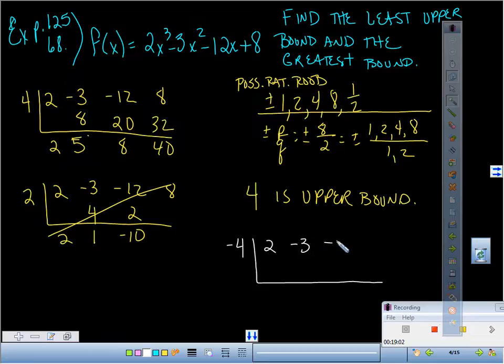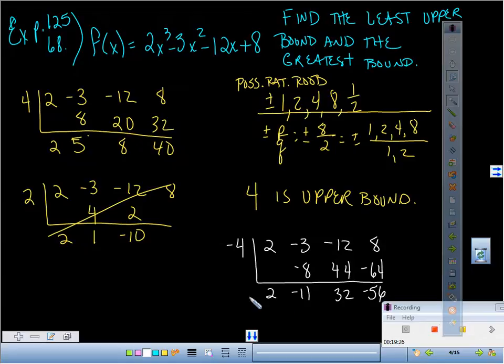Now, this time, what do I want my bottom row to be? Yeah, I want it to alternate: plus, minus, plus, minus. So, bring down my 2 and multiply. Add and multiply. Ooh, he's looking good. And add, and multiply, and add. So, does 4 look good? Yes, he goes plus, minus, plus, minus.